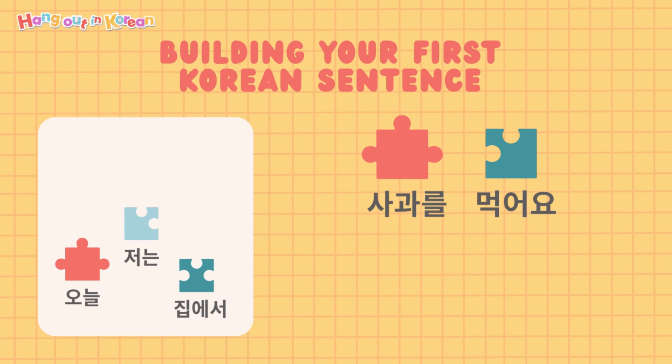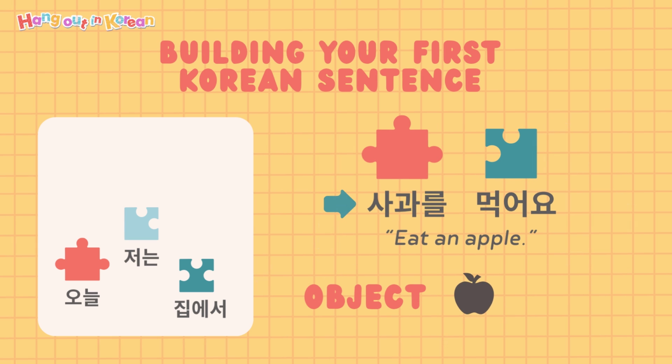사과를 먹어요. Eat an apple. Now we've added an object, 사과를. Now we know what is being eaten, but we still don't know who is eating.